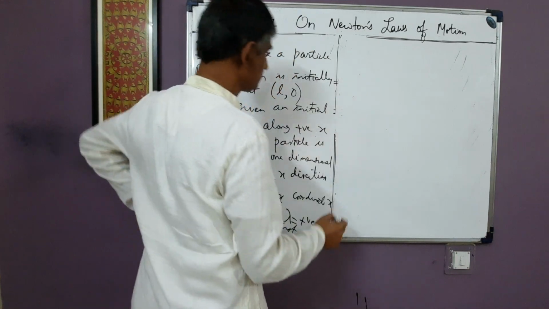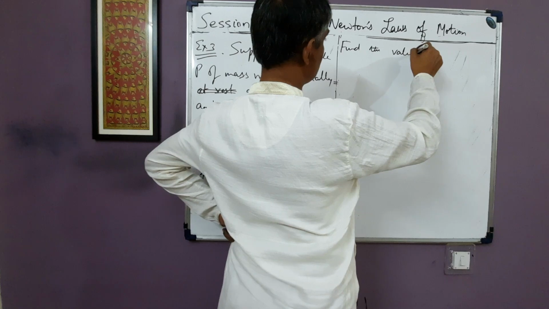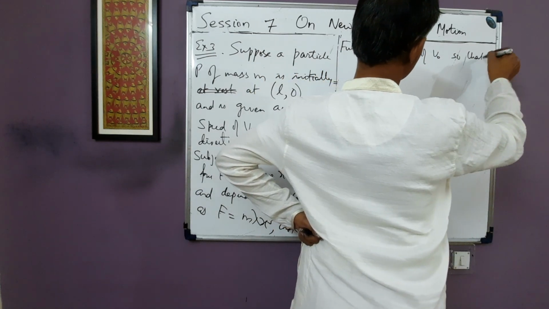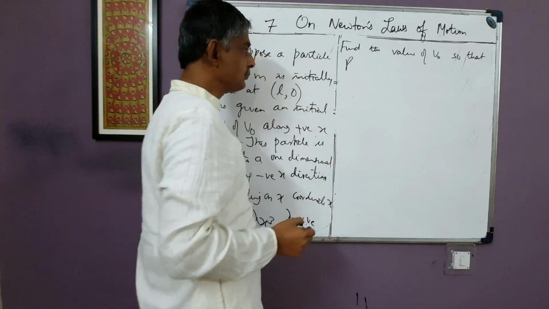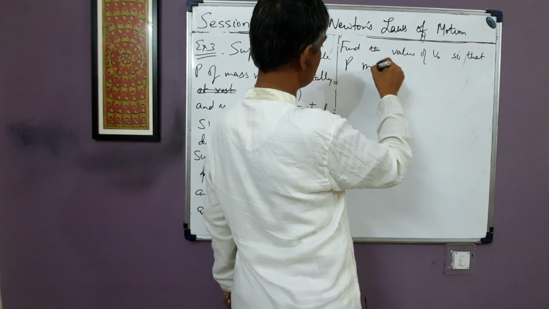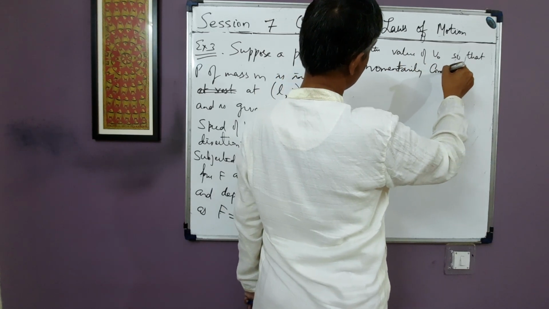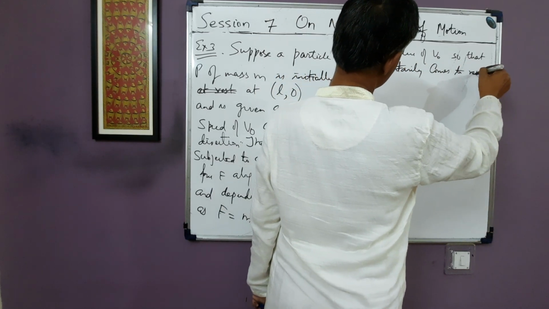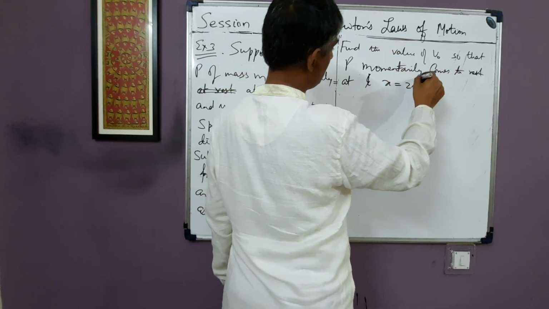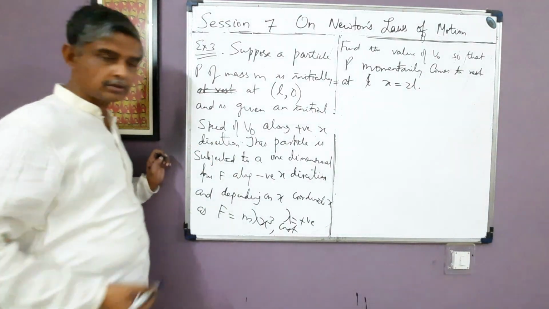Question is, find the value v naught so that P, particle P, momentarily comes to rest at 2L, 0. Particle P momentarily comes to rest at x equal to 2L. Okay, fine. This is the situation.